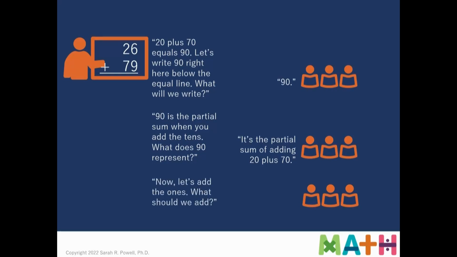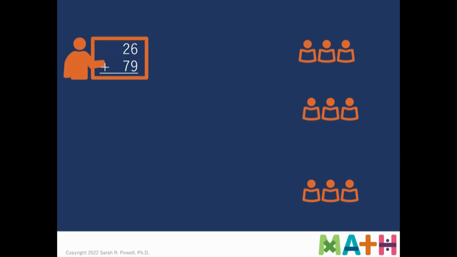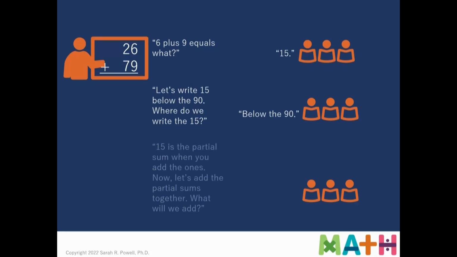And then we move to the ones. Now what are we going to add? We'll add 6 plus 9. Here I would continue, as a teacher, I would ask, well, what does it mean to add 6 plus 9? That equals what? And the students would say 15. And then I'd talk about, well, where are we going to write that 15? And then I would want to talk about that this 15 also represents a partial sum.